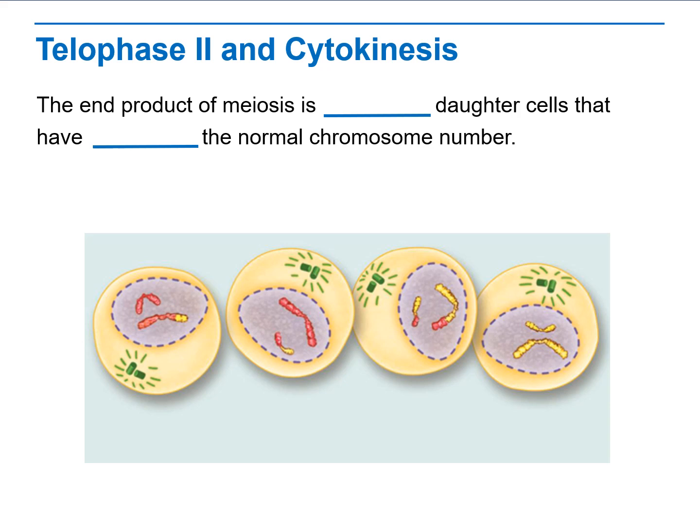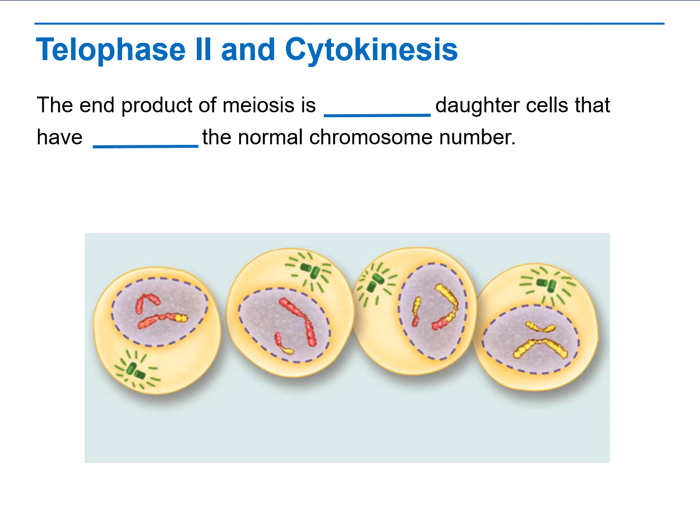The chromosome number of each of these cells is 2. Remember that the chromosome number of the original parent cell was 4. We get 4 haploid daughter cells at the end of meiosis 2.